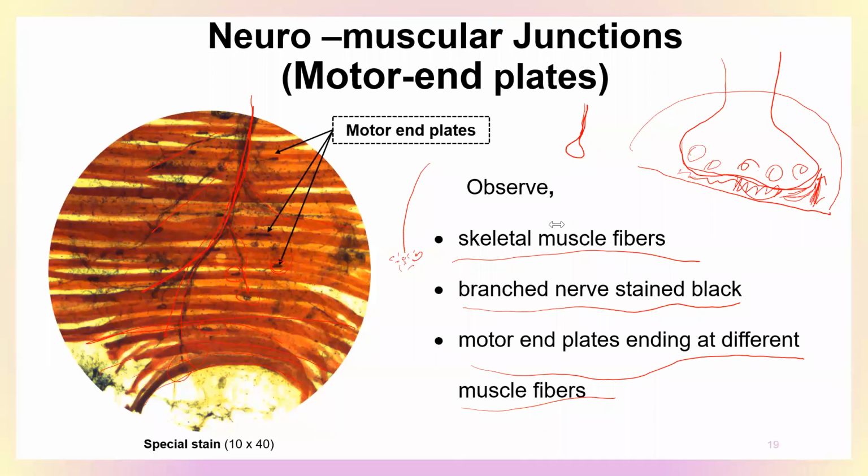When you make a slide, you have to cut the muscle and do it. So sometimes you may not be able to see all the features in one particular slide, right? Sometimes branching may not be clearly visible, so it depends on the quality of the slide.